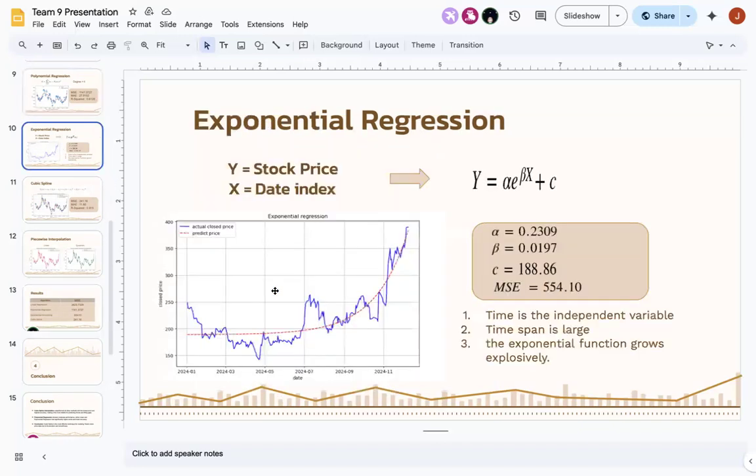As the Tesla stock increased very fast, we also tried the exponential regression for the stock price prediction. Using the least square method, we obtained alpha equal to 0.23 and beta equal to 0.0197. I believe this is because the stock growth rate is relatively slow. However, due to the time span, the time index becomes very large and the predicted stock price increases rapidly as the exponential model grows explosively. Regarding the error, we think it is due to the significant volatility in stock price. Exponential functions, on the other hand, are relatively smooth, making them more suitable for long-term stock analysis.